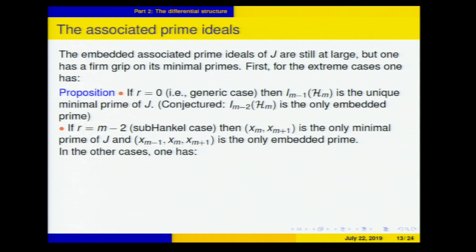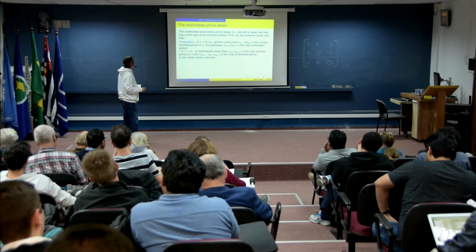Now, the sub-Hankel case, you see, it's completely degenerated because the minimal primes look like this. They are not really ideals of minors anymore. But you see, what looks very bad is in fact very good for other purposes.